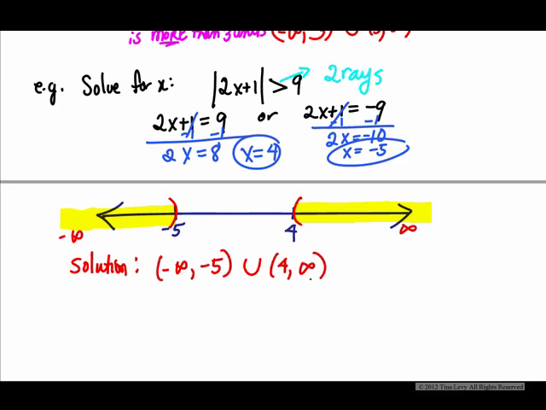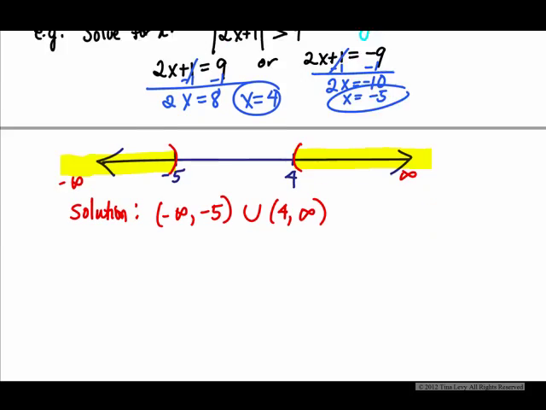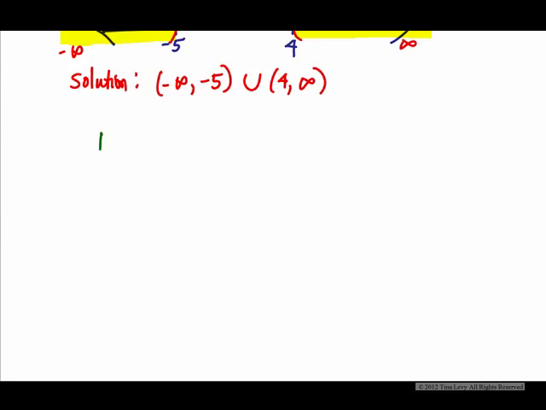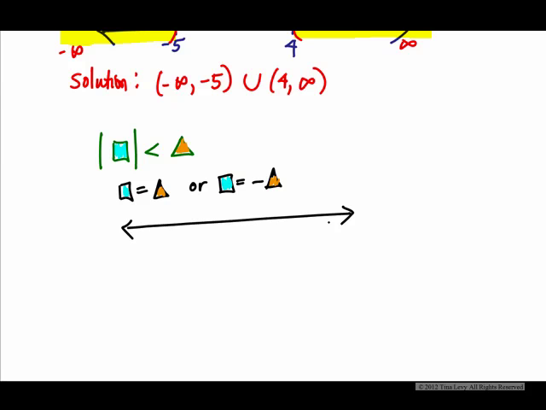So now we'll create a rule that's going to help us. So if I say the absolute value of box is less than triangle, the way we'll work this is we'll set box equal to triangle or box equal to negative triangle. We then would solve these for x, y, or whatever, and we're going to get two values. Let's say one is a and the other is b.